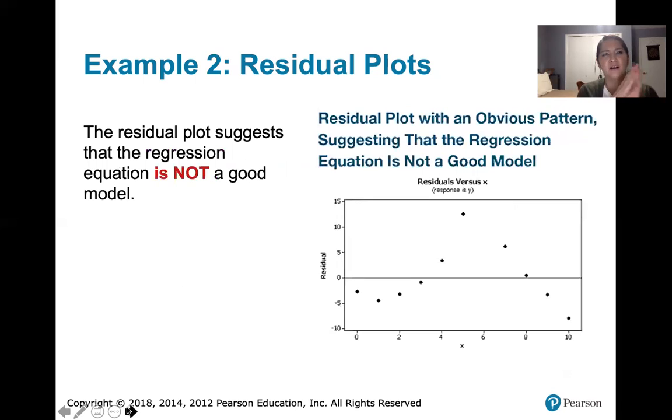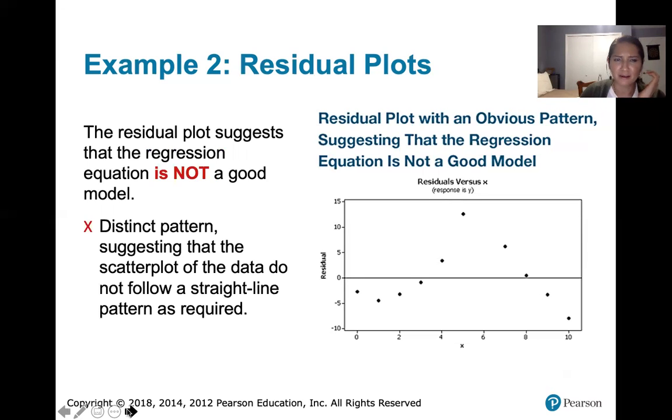Now here's an example of one in which the regression equation may not be a good model. This graph itself suggests that the regression equation is not a good model. You might be saying, why? Well, look at the residuals. The residuals start negative, and then they become very positive, and then they go down and they go negative again. It looks like a wave pattern. Since there's an obvious pattern there, that suggests that the original scatter plot will probably not follow a straight line pattern as required.